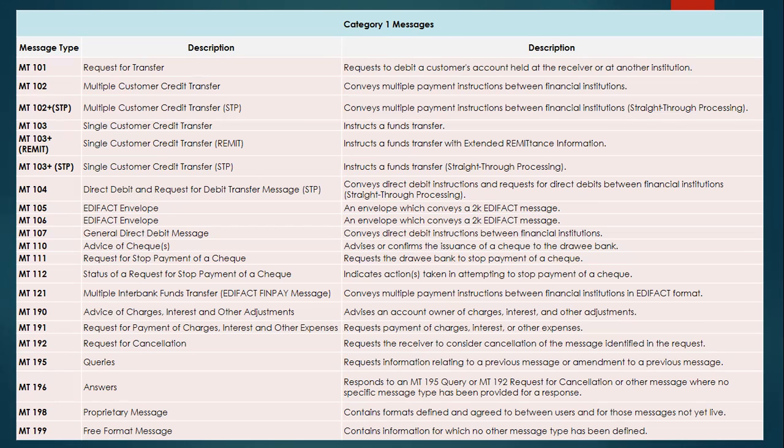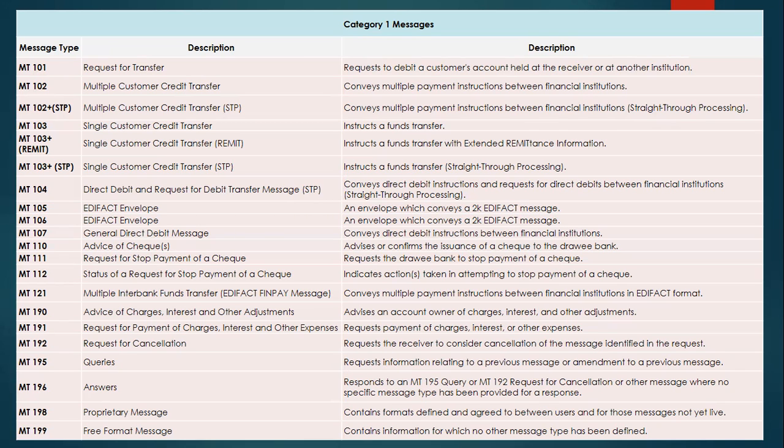The next one is MT112, which is status of a request for stop payment of cheque. Now, if you have raised a request to stop the payment of a cheque and you want to get the status of this, then this would be the message used for it. It indicates actions taken in attempting to stop payment of the cheque. We have MT121, which is multiple interbank funds transfer EDIFACT FINPAY message. It conveys multiple payment instructions between the financial institutions in EDIFACT format.